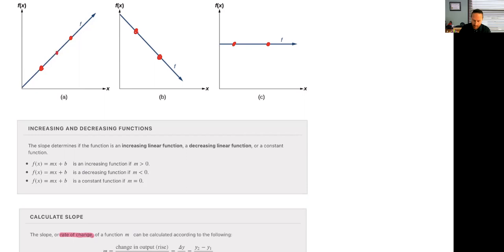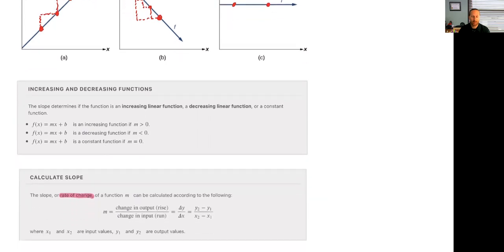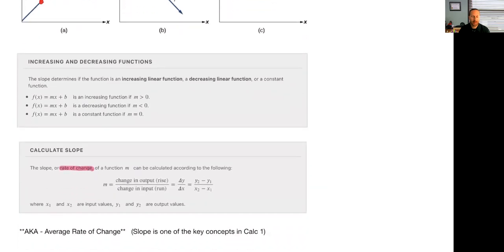And it doesn't matter how many points you look at, it would be the exact same step to go up and over, or down and over. Again, no matter how many extra points that we look at, those should be the same. Rate of change, we're going to call it from now on.